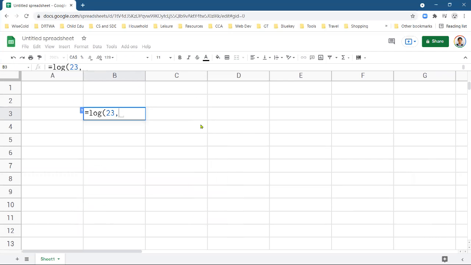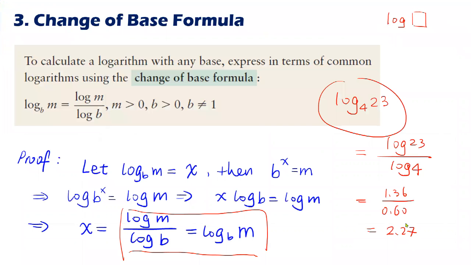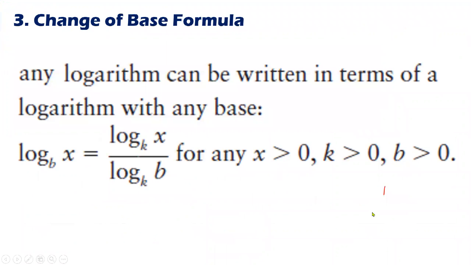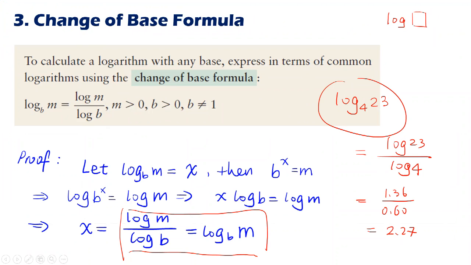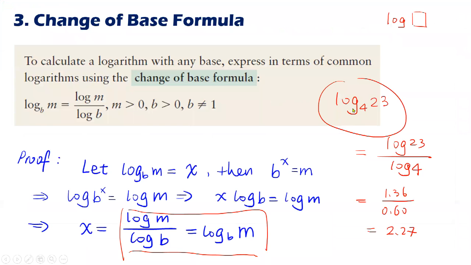Log 23 base 4, right? So as you can see here, the result is about 2.26, which is similar to the result of what we have in here, right? So you can choose either method. If you use a calculator, sometimes you will need to use a change of base formula, or you can use some more advanced tools such as Google Sheets to directly evaluate a logarithm such as log base 4 of 23, right? You can choose either method.